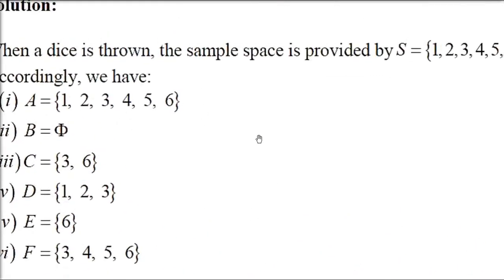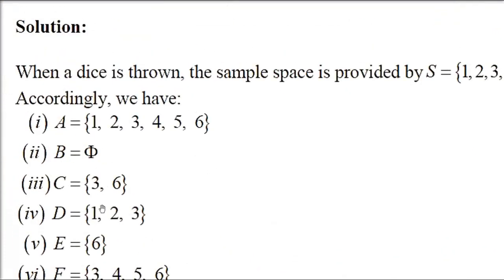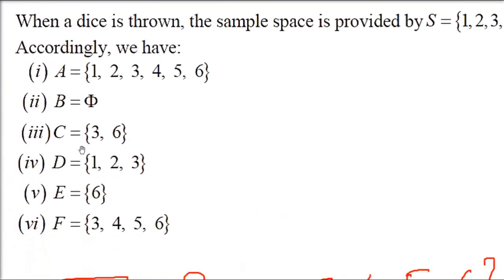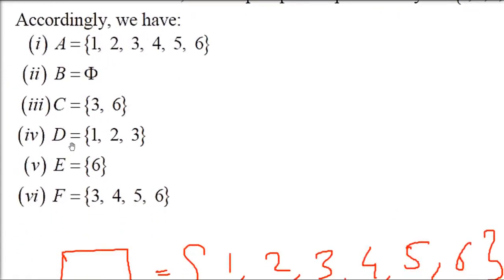B is getting a number greater than 7. So greater than 7 cannot be a number, because in a die there is no number which is greater than 7. So it is phi. C is getting a number multiple of 3. So 3 and 6. 3 and 6 are multiples of 3. D is getting a number less than 4. So less than 4 is 1, 2, 3.